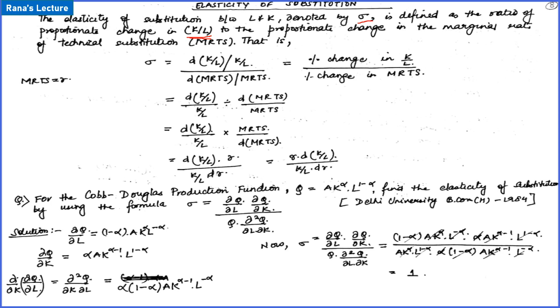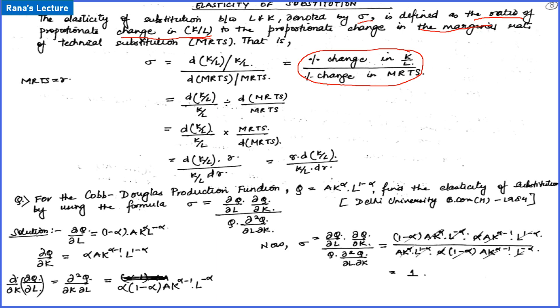So this is equal to d(K by L) ratio by K by L. This can also be written as percentage change in this ratio, K by L ratio. Look at this formula first. According to the definition, this is percentage change in K by L ratio by percentage change in MRTS. So we can say percentage change in K by L by percentage change in MRTS.